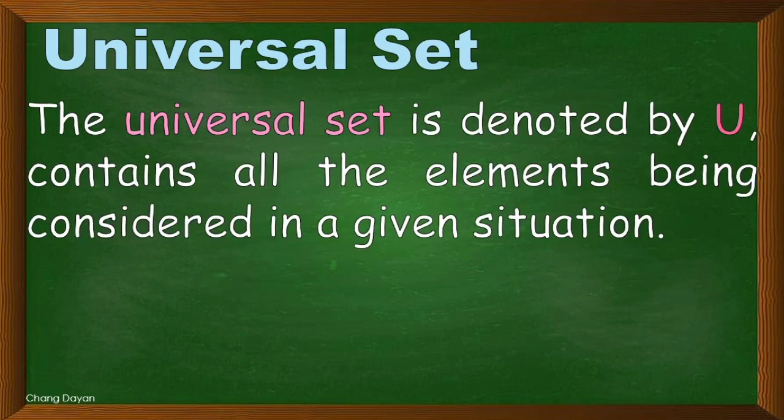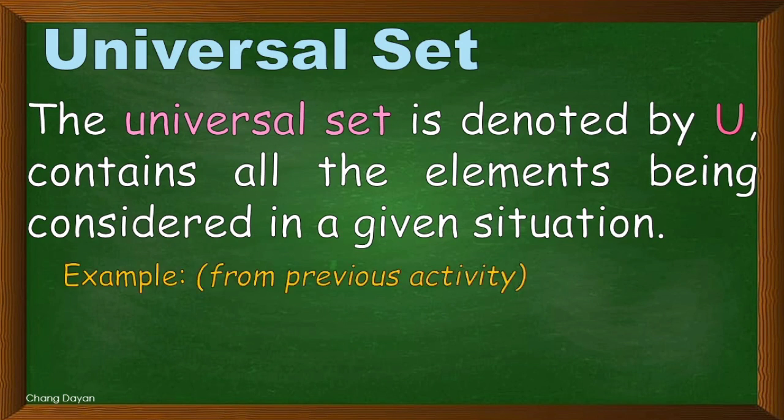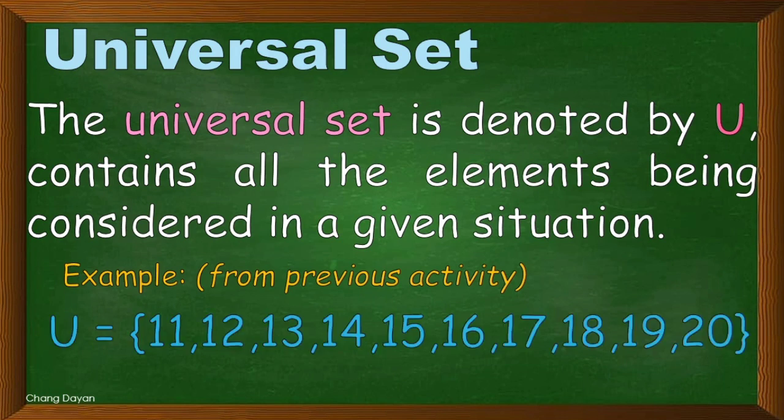So, i-define natin ang universal set. The universal set is denoted by capital U. It contains all the elements being considered in a given set. So, in our previous activity, we can consider that the universal set consists of counting numbers from 11 to 20.